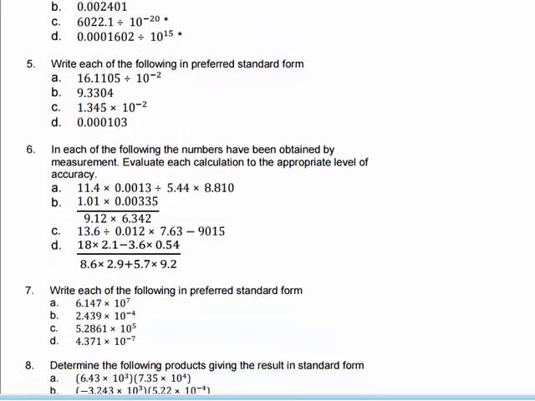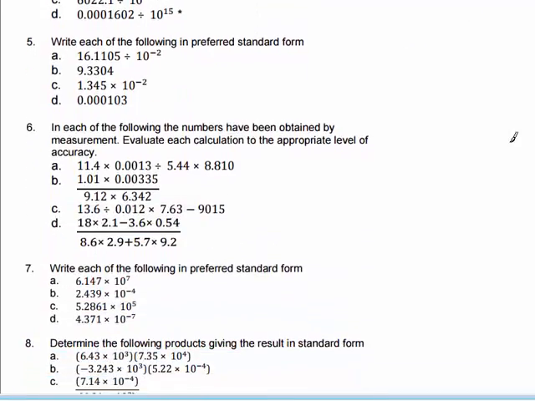Question 5. Write each of the following in preferred standard form. Standard form means that the exponent of the 10 is a factor of 3. In part A we've got 1.6 divided by 10 to the minus 2. Well, that's the same as 16.1105 times 10 to the 2. So the closest standard form to 10 to the 2 is obviously 10 to the 3. So the answer to part A is going to be 1.61105 times 10 to the power of 3.